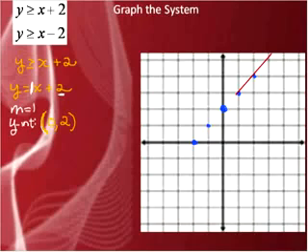I'll use blue here. So we have our line. Now at this point, I would check to see which side of the line you're shading. So I would pick your test point. And we talked about using 0, 0. That is the easier point to use if the line is not going through 0, 0. So I would use 0, 0 as my test point.